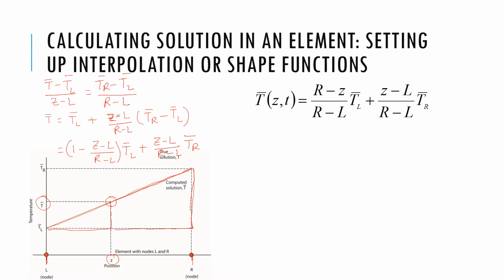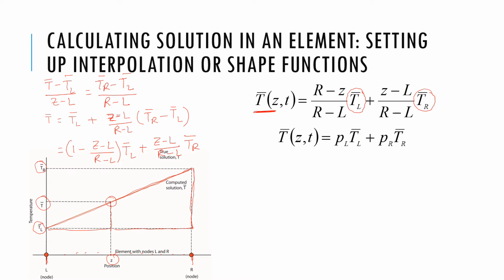So T bar at Z, the temperature at any location inside this element, is written in terms of the left nodal temperature and the right nodal temperature. This is just a fancy way of writing the interpolation function. So you are interpolating between the left value and the right value depending on where you are.